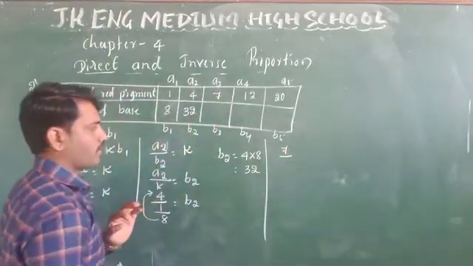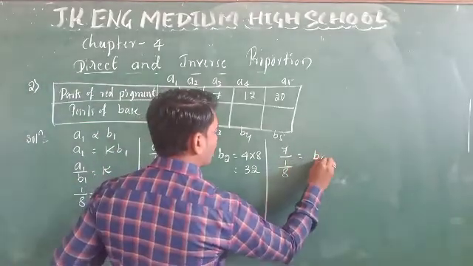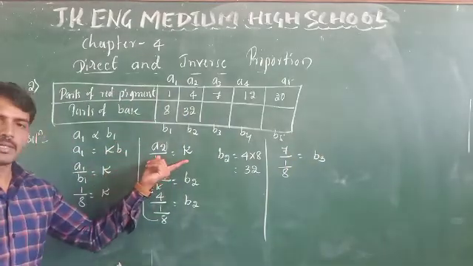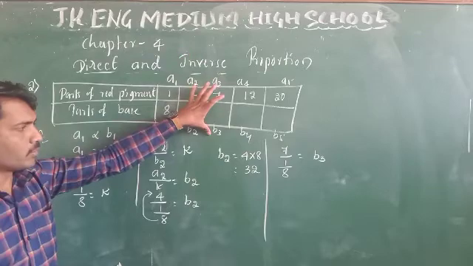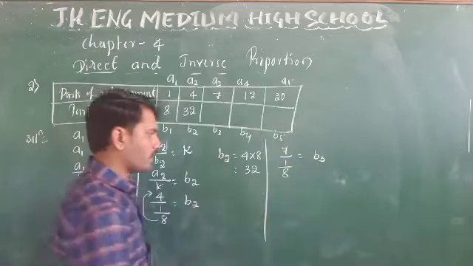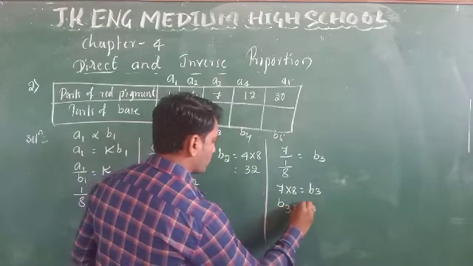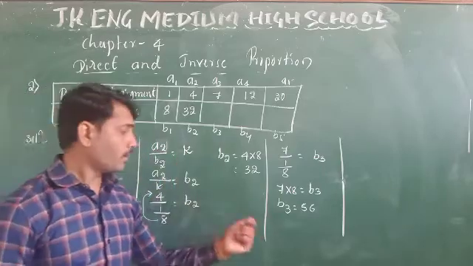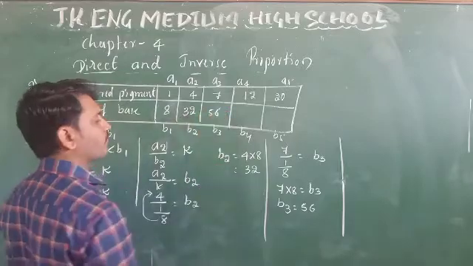7 divided by 1 by 8 is equal to B3. Otherwise, A3 upon B3 is equal to K. You can take it like that, otherwise directly take the values. What is the A3 value? 7. B3 we don't know, that's why we keep the value of K. 7 divided by 1 by 8 is equal to B3. Next, 7 into 8 is equal to B3. B3 is equal to 56. If we are adding 7 times of a red pigment, we have to add 56 times of the base. So we write here 56.